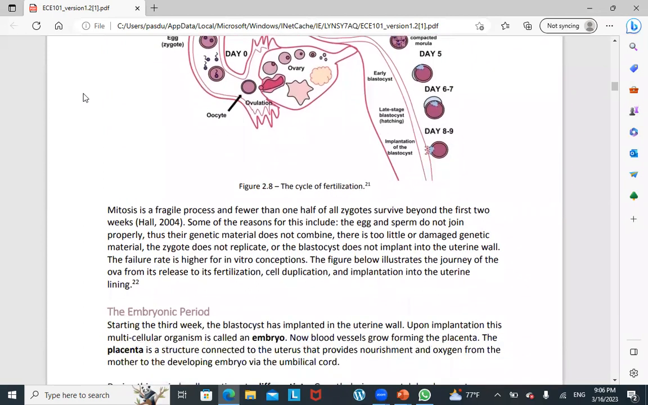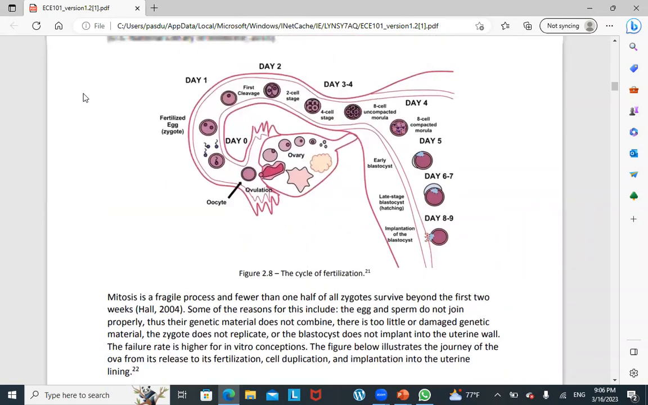Mitosis is a fragile process, and fewer than half of all zygotes survive beyond the first 2 weeks. Some of the reasons include the egg and the sperm not joining properly, so their genetic material does not combine, or there is too little or damaged genetic material. Now, up to right now, can you understand the process up to the 8th day?